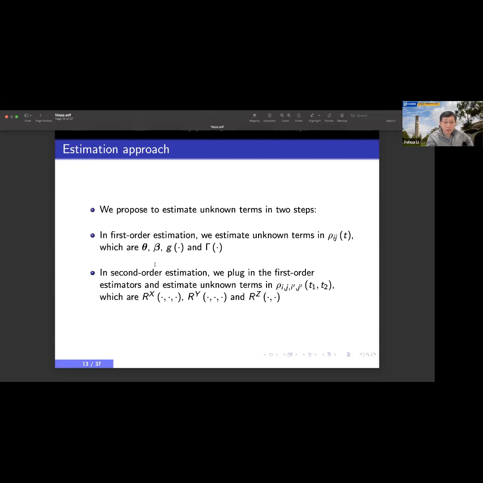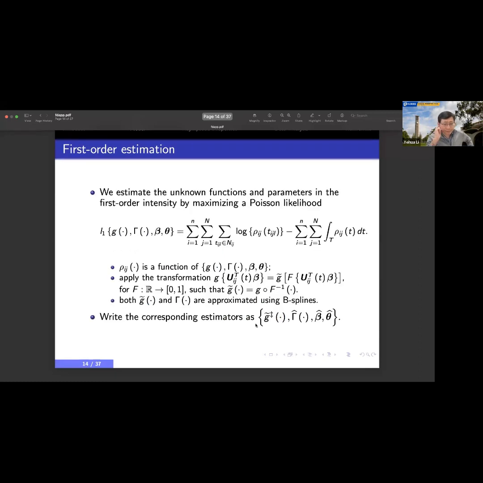We're going to do the estimation in two steps. In the first step, we use the first order intensity function to estimate all these mean effects, that is, the coefficients and the unknown functions in the first order intensity. In the second step, we use a composite likelihood approach to estimate all the functions involved in the second order intensity function, in other words, the covariances of these latent processes. It's a very complicated procedure.